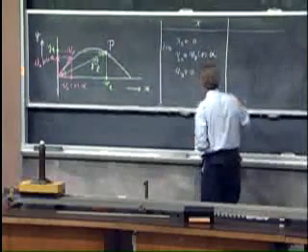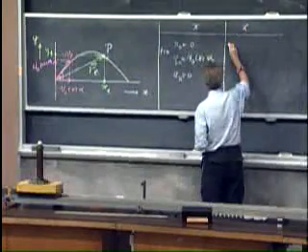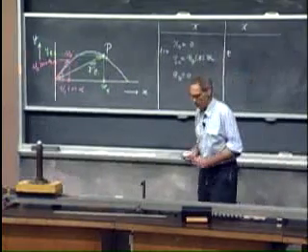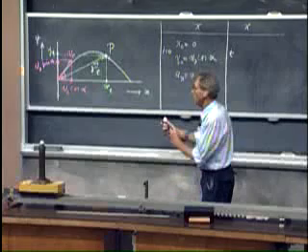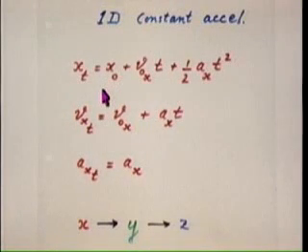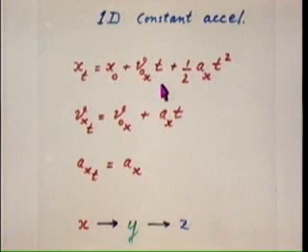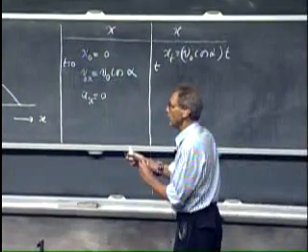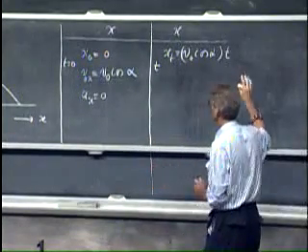Now I want to do the same in the x direction for time t. Well, at time t, I look there at the first equation. There it is. x0 is 0. I know v0x, that is v0 cosine alpha. So x of t is v0 cosine alpha times t. But there is no acceleration, so that's it.